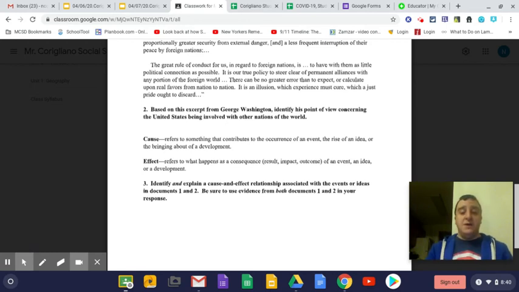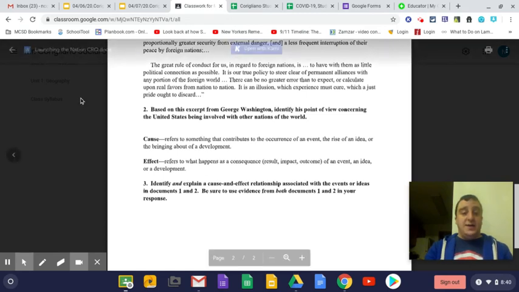And then for question number 3, you are going to identify and explain a cause and effect relationship associated with the events or ideas in documents 1 and 2. Be sure to use evidence from both documents 1 and 2 in your response. That's all you have to do, guys. It's 3 questions. Make sure you complete it. It's good practice. It will help you. And once you finish that, you are all set with the lesson today. That is all I'm going to ask you to do, is to work on this CRQ.